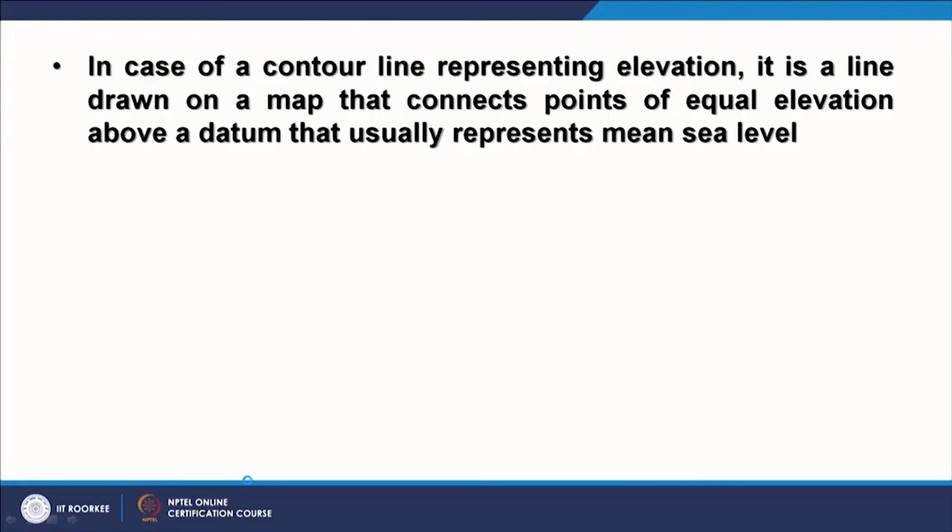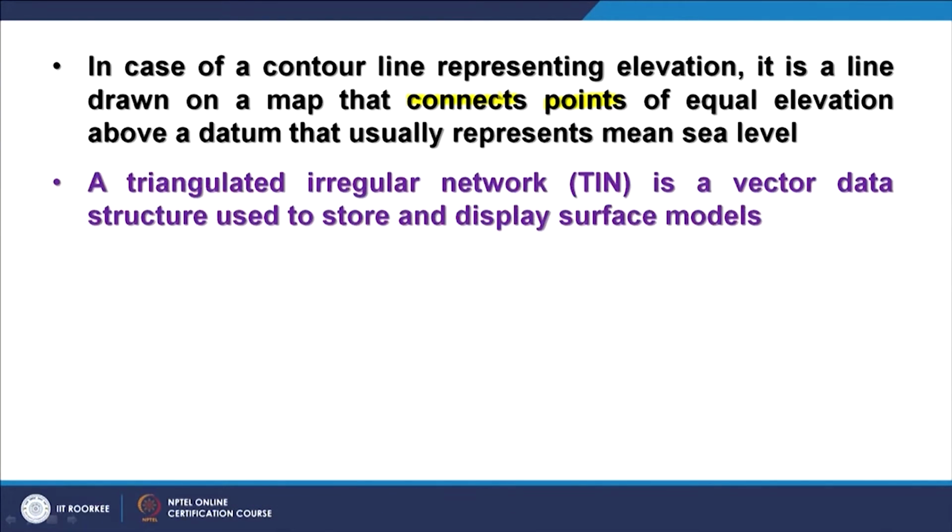If we are using contour lines representing elevation, then as you know, these lines are drawn using points, and these polylines basically connect those points of equal elevation, or iso-heights. And generally when we talk about elevation, and this point we also discussed in earlier lectures, it is measured above mean sea level.